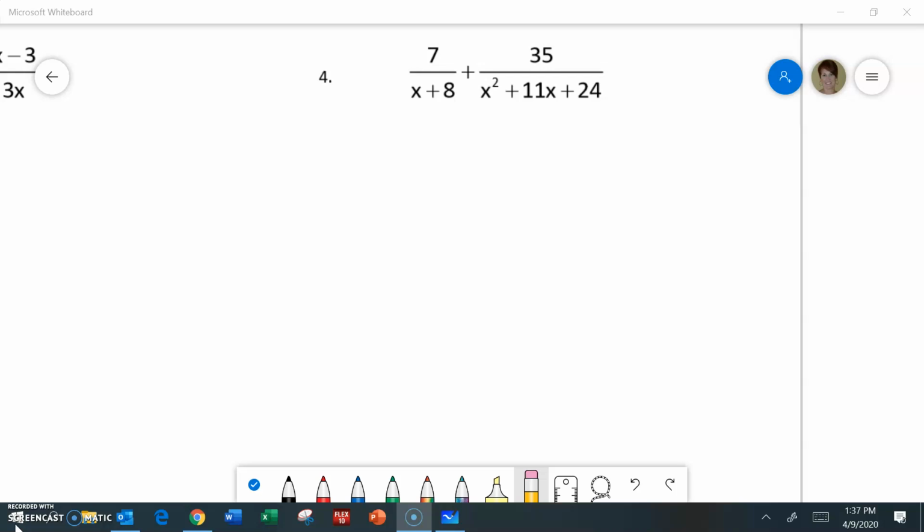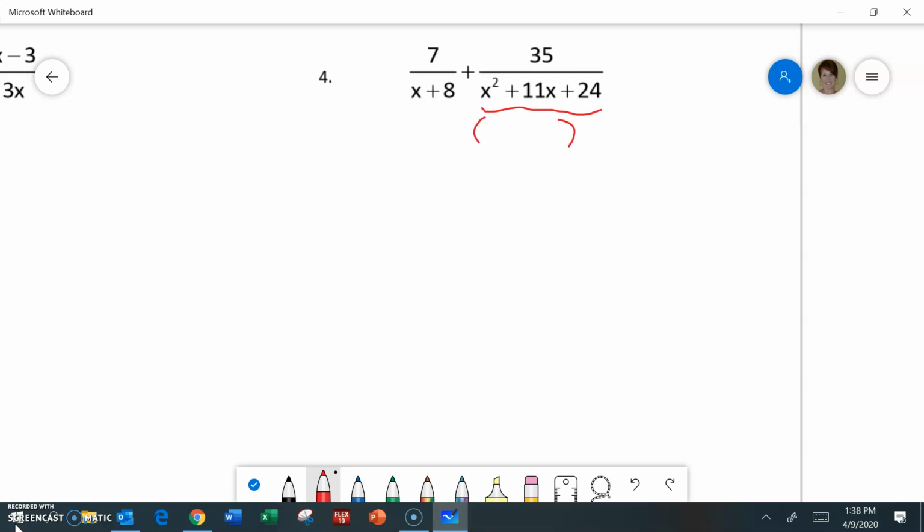All right, on to number 4. And this one might look a little intimidating, but I promise you will be fine. So this one is a little funky because our denominator of x plus 8, you're thinking no big deal. But then we have this denominator right here. And a lot of people are like, well, how am I supposed to find the common denominator? So I'm going to tell you that factoring is going to come important. So what we're going to do is factor this x squared plus 11x plus 24.